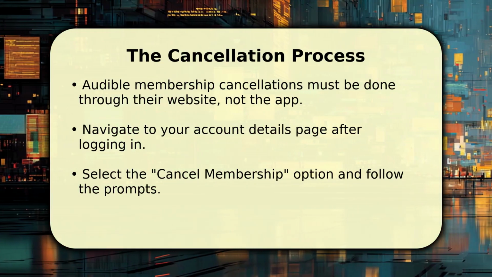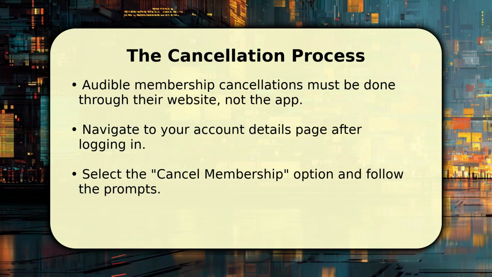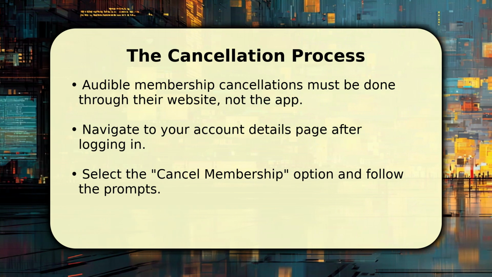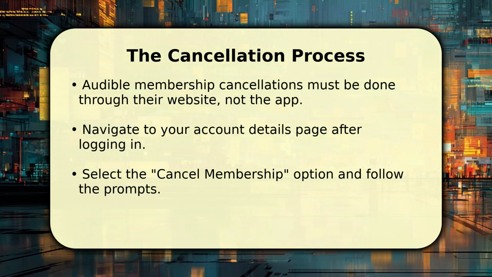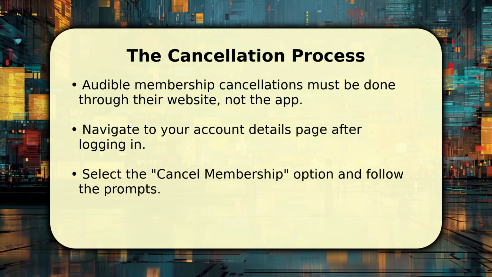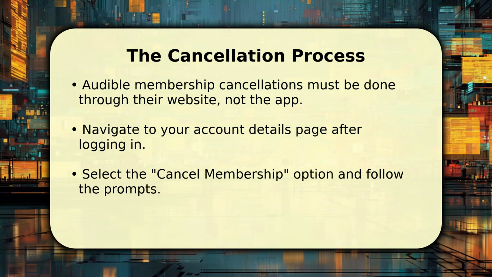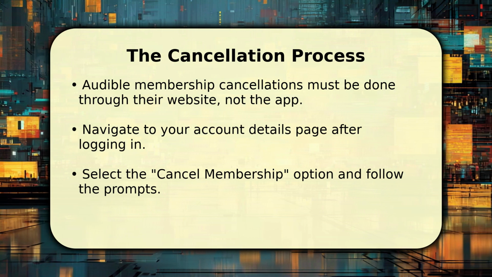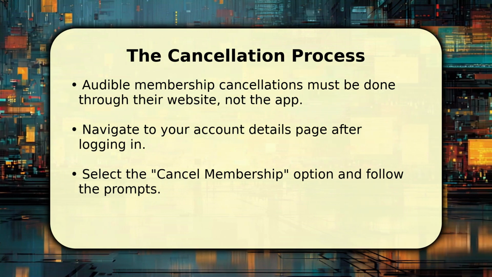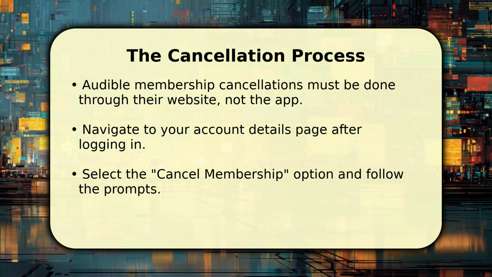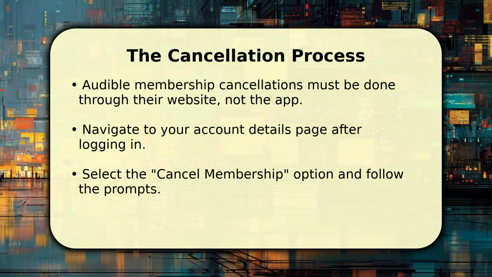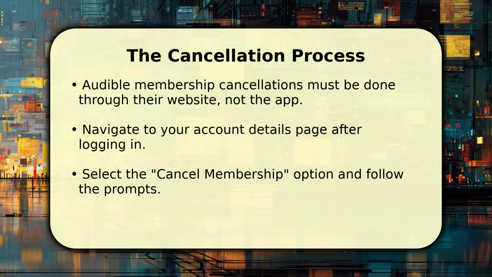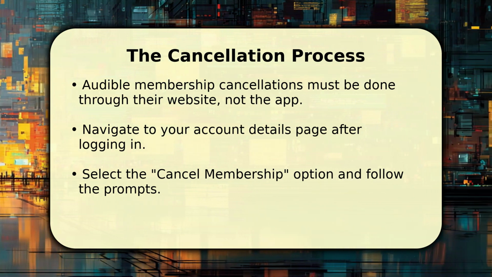The actual cancellation process for Audible needs to be completed on their desktop website, not through the mobile app. Begin by logging into your Audible account on a computer or web browser. Once logged in, hover over your name in the top right corner, then click on Account Details. On this page, you'll see a section for your membership. Look for the Cancel Membership link or button and click it to initiate the cancellation. Follow the simple on-screen instructions from there.